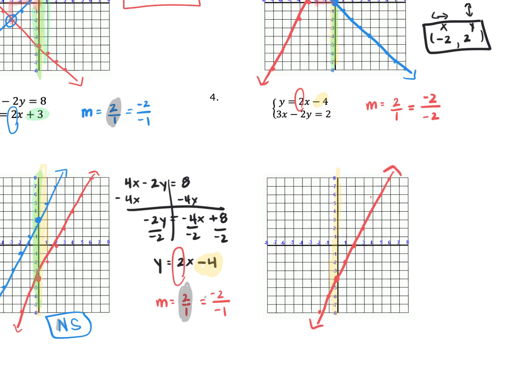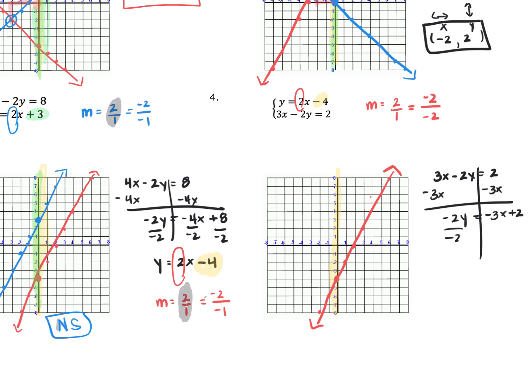Okay. My next line, I have 3x minus 2y equals 2. So I have to get that in y equals mx plus b. So I'm just going to rewrite that. So I'm going to take 3x away from this side and away from this side. So I'm left with negative 2y equals negative 3x plus 2.